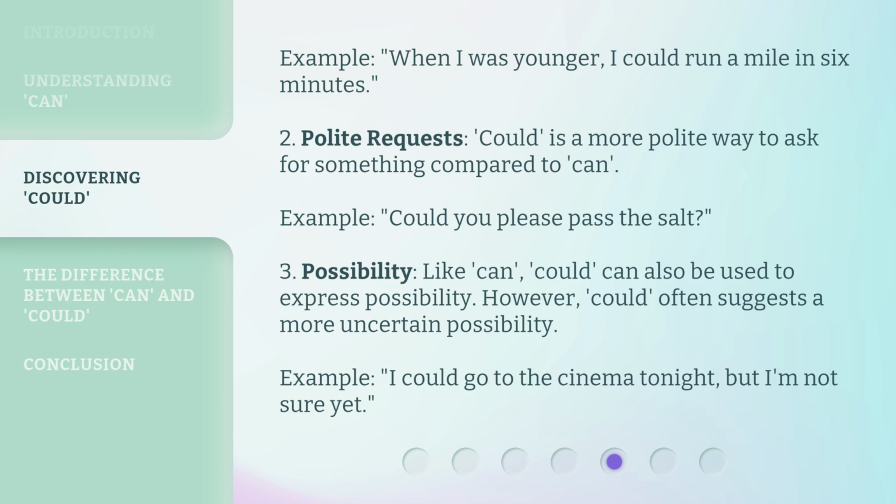3. Possibility. Like can, could can also be used to express possibility. However, could often suggests a more uncertain possibility. Example: I could go to the cinema tonight, but I'm not sure yet.